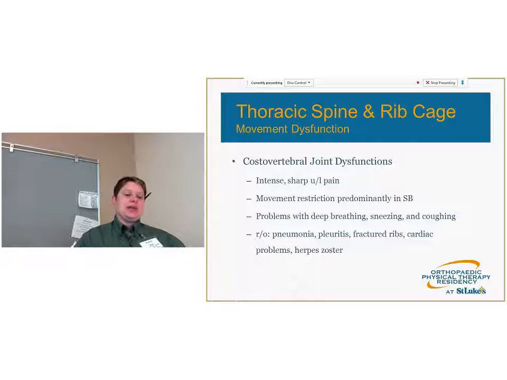Costovertebral, you will get the sharp pain. It's still unilateral like the thoracic facet, but side bending is the predominant restriction, and this will have problems with deep breathing, sneezing, and coughing. So it's not to say that you can't have problems with breathing, sneezing, and coughing if you have a thoracic facet dysfunction, but they're a lot more prominent when it is a true rib joint dysfunction.